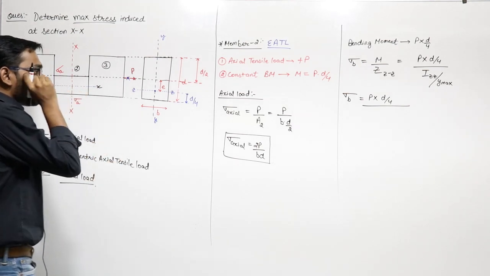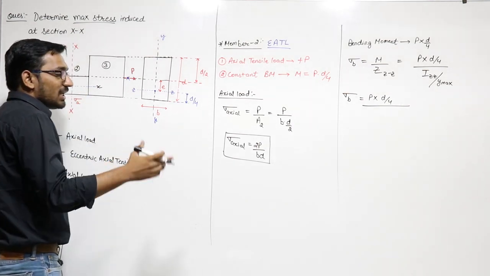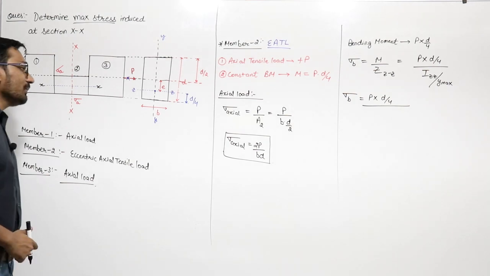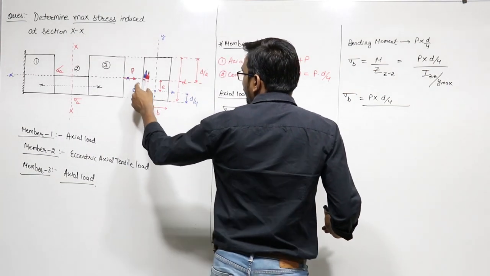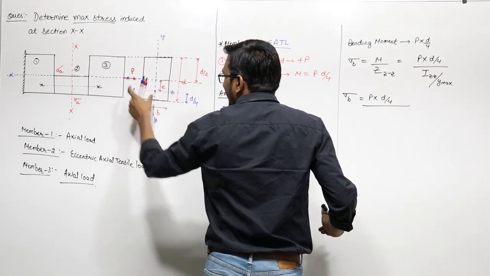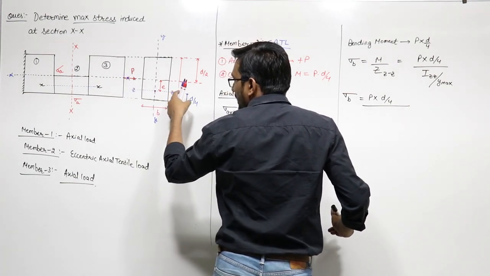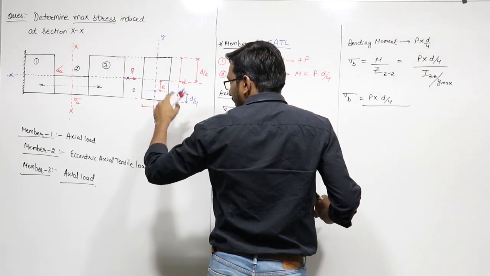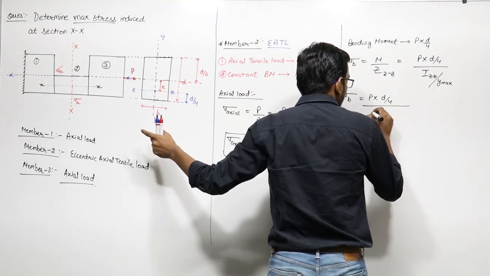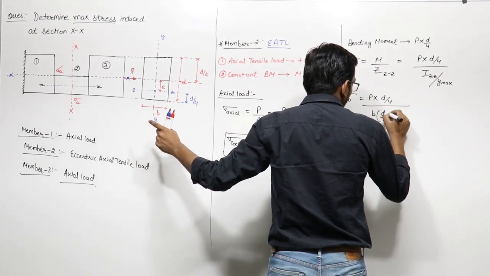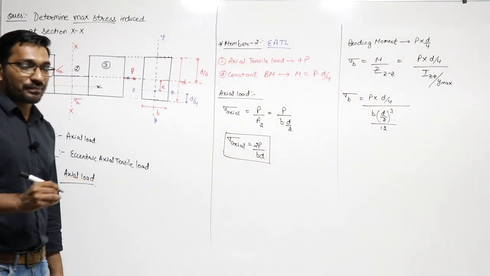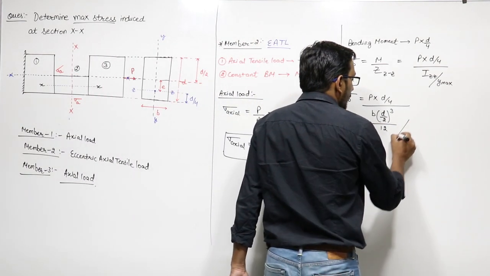We know that the dimension which is cut by this axis will be raised to power 3. So for the moment of inertia of this section, we have to take this section. The cross section of this section will be D by 2 and B. So the moment of inertia about this Z axis will be BD cube by 12. Then the dimension cut by this axis is D by 2, so you can write the moment of inertia as B into (D by 2) raised to power 3 divided by 12. This is IZZ upon Y max.